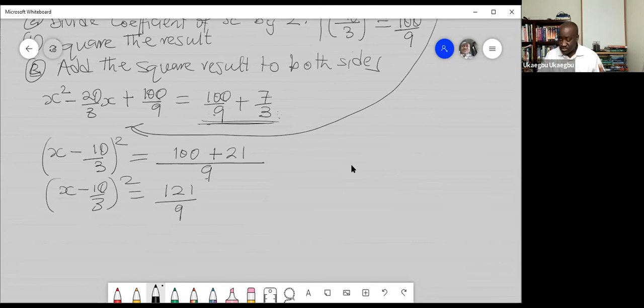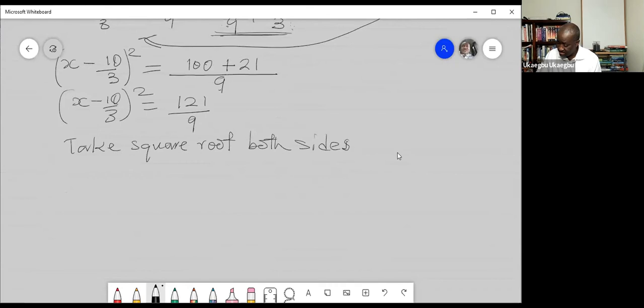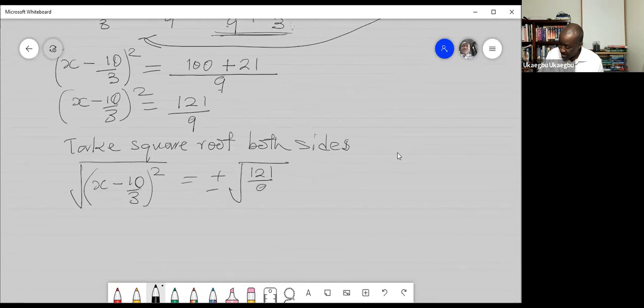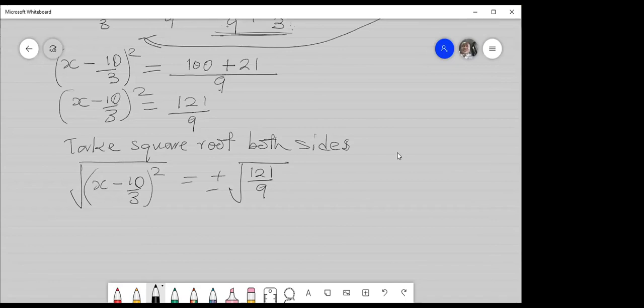So at this point, this is where you now take square root both sides. So take square root both sides. All right. So when you take square root both sides, you are going to do square root of all these. x minus 10 over 3 equal to plus or minus square root of 121 over 9. Now, is 121 a perfect square? Are there two numbers you can multiply by itself to get 121? 121 is a perfect square. It's 11.